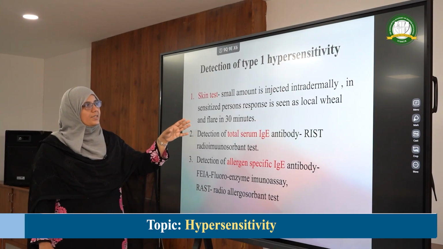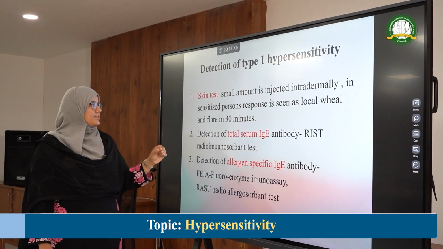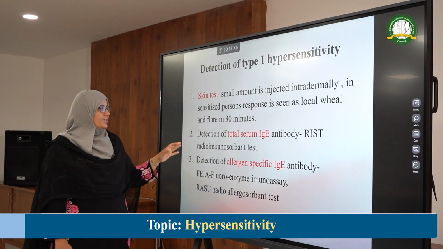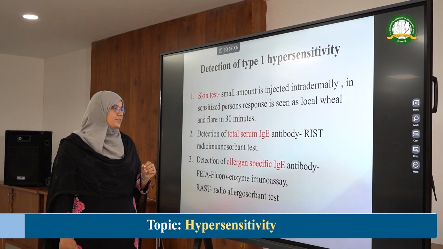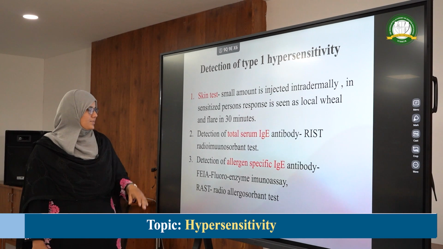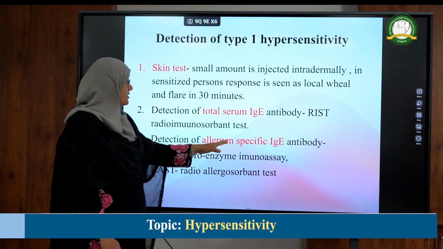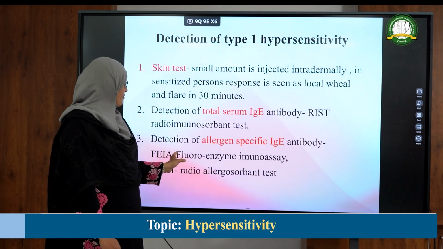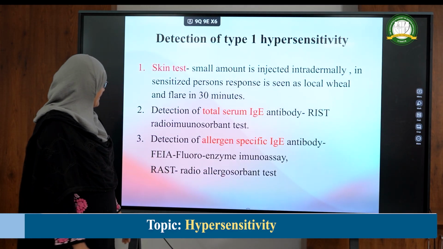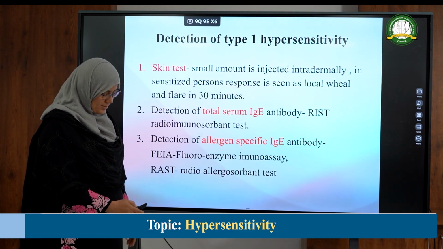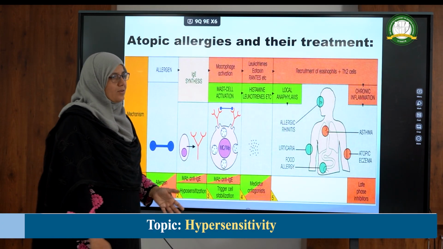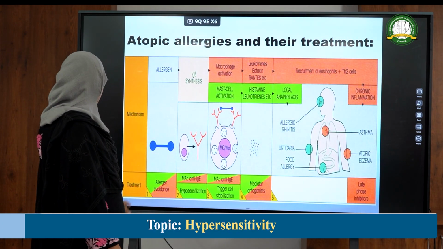Detection of type 1 hypersensitivity can be done by using a skin test. A small amount is injected intradermally. In a sensitized person, response is seen as local wheal and flare in 30 minutes. Detection of total serum IgE antibodies by radioimmunosorbent test. Then detection of allergen-specific IgE antibody by fluoroenzyme immunoassays. Then radioallergosorbent test.